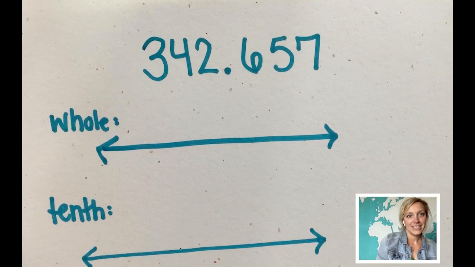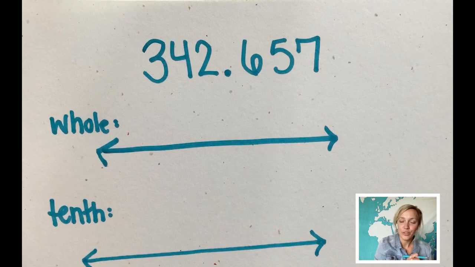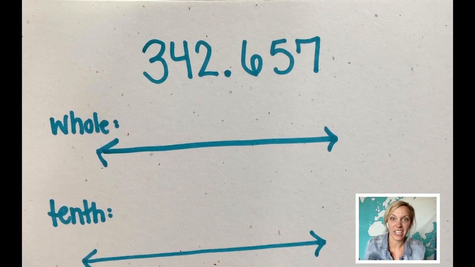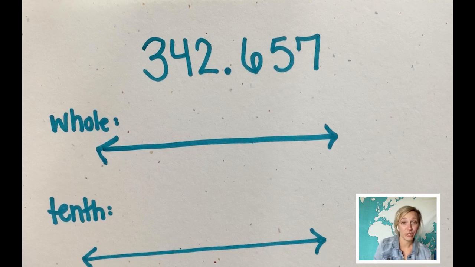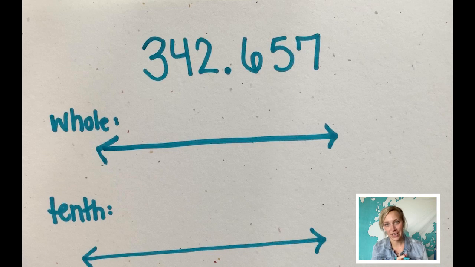Now I hope you had enough time to do that. If not, just pause me again and keep trying. So I'm going to go over it with you. This number was 342 and 657 thousandths. We're going to start by rounding to the nearest whole number.